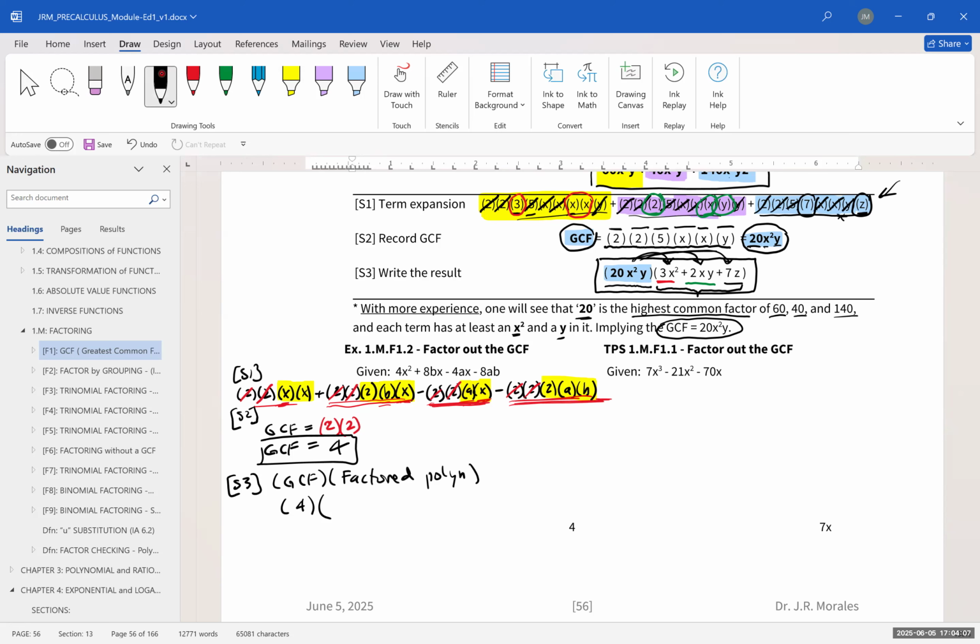So the first term, x times x, is x squared. Then the second term, we have plus 2bx. Then we've got minus, and all we have left is ax. And then we've got minus again, and all we have left is 2ab. So this would be the factored form of this original polynomial that we started from.